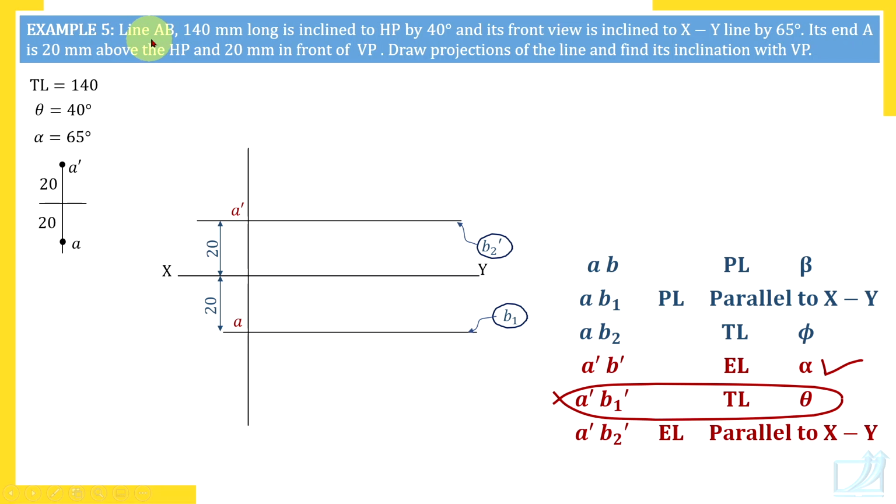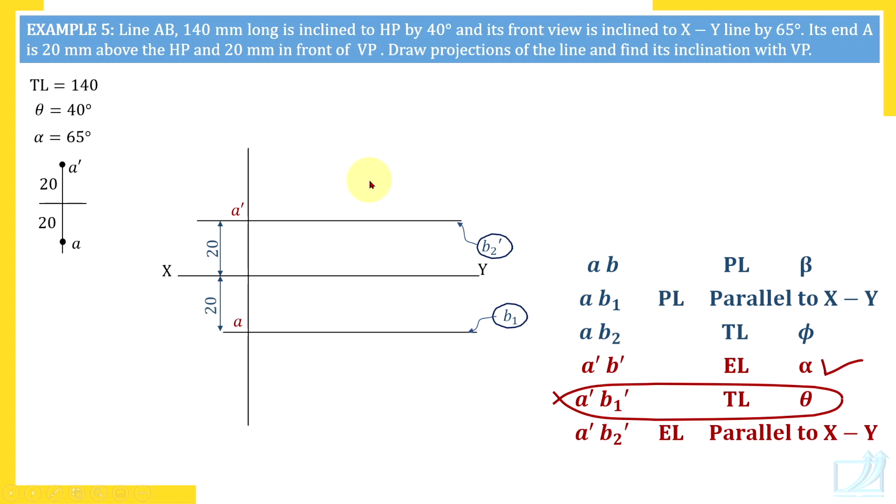And if you read the problem, line AB 140 mm long is inclined to HP by 40 degrees and its front view is inclined to XY line by 65 degrees. Its end A is 20 mm above HP, 20 mm in front of VP. Draw projections of the line and find its inclination with VP. Find its inclination with VP means you are asked to find phi. But nowhere in the problem is it mentioned in which quadrant end B is.